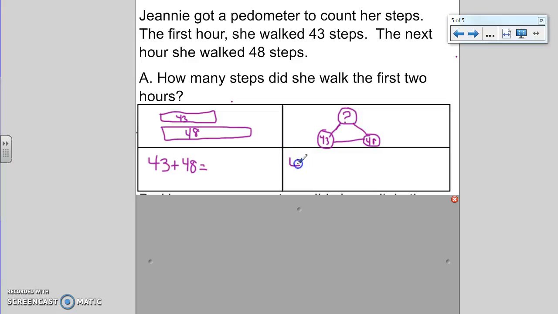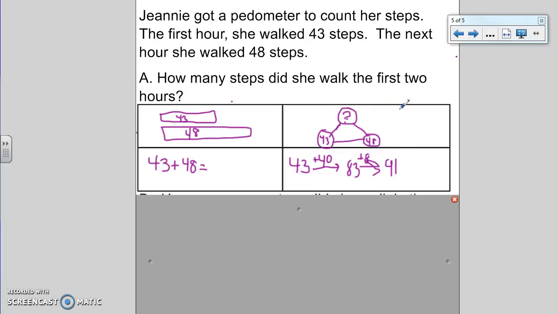Okay, so if I want to use the arrow method, I'm going to start at 43. And if I add 4 tens, so 1 more 10 would be 53, 2 more 10s would be 63, 3 tens would be 73, 4 tens would be 83. And then I have to add my 8 ones. So I'm going to start at 83 and count up 8. 83, 84, 85, 86, 87, 88, 89, 90, 91. So I know that she walked 91 steps in all.